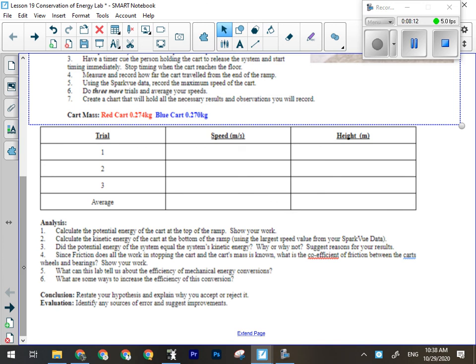Question number 3, does the potential energy of the system equal the system's kinetic energy? Why or why not? Suggest reasons for your results. So does it equal, yes or no? Why or why not? And suggest reasons why or why not.